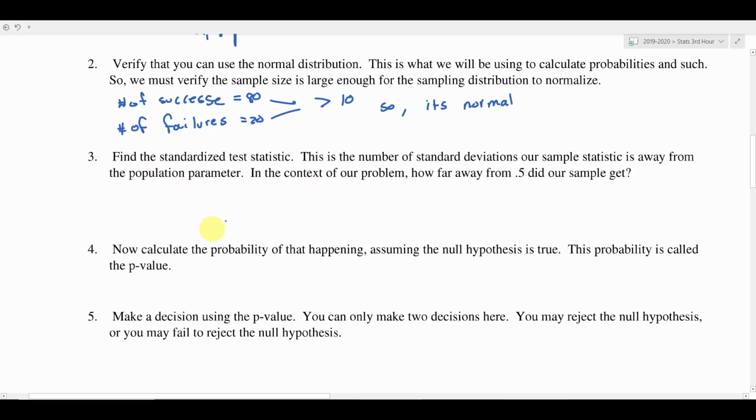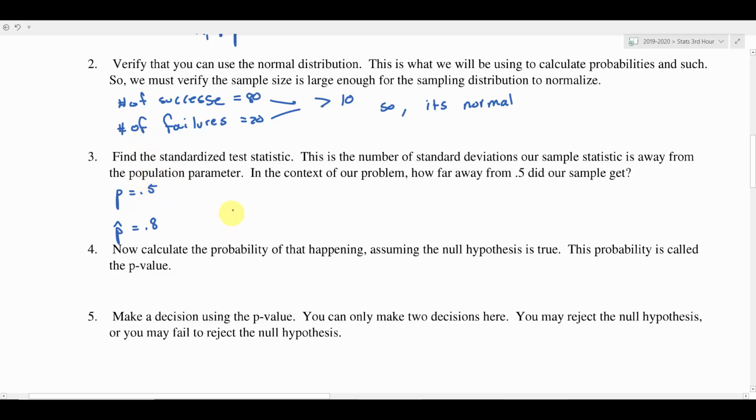Okay. So now this next thing we're going to do, we're going to find what's called a standardized test statistic. This is the number of standard deviations that our sample statistic is away from the population parameter. So in other words, how far away is the 80 heads that we got? How far away is that from 50 heads? Okay, so our assumption about the population was 0.5. Our sample statistic was 0.8. So we want to know in terms of standard deviations, how far away is this 0.8 from the 0.5?